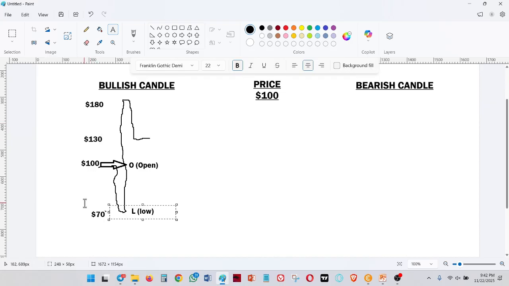And then after coming down low to $70, we turned and went up. We went to $180. So what do we call that? We call it H, which is high. So now we came here at this level here. That is the highest we came.